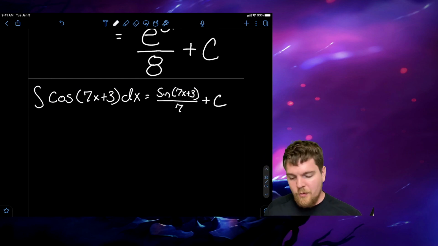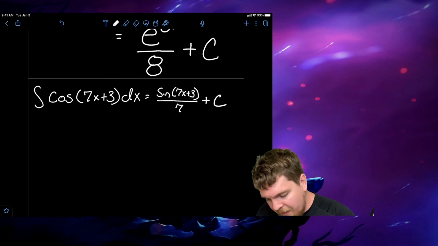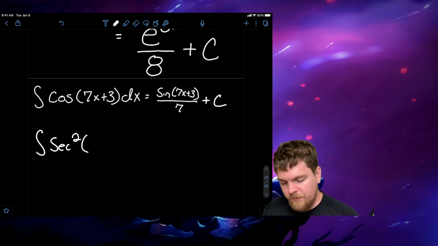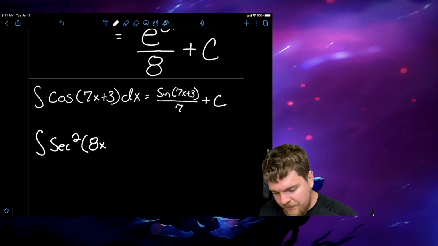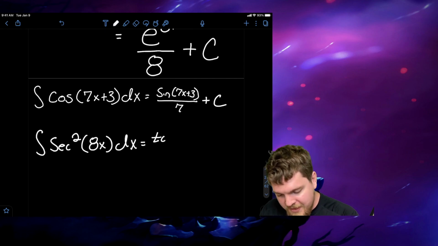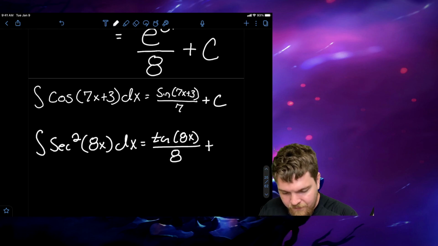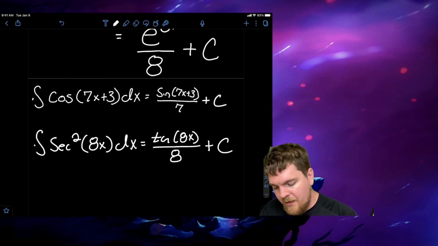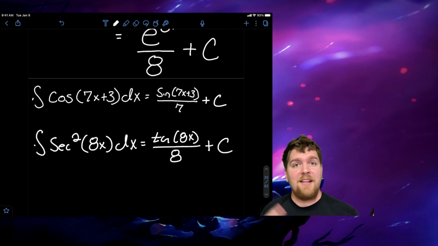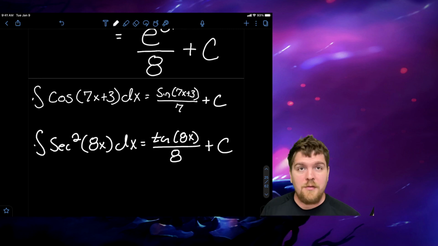Or another example where we might see something like this might be if we were in the middle of integrating, let's say, a secant squared of 8x. We should be able to identify that this is going to be a tangent of 8x divided by 8 plus c. Now, if you aren't able to see where either of those came from, I highly encourage you to think through the entire u substitution and make full, complete sense of both of those two integrals that I just wrote down.